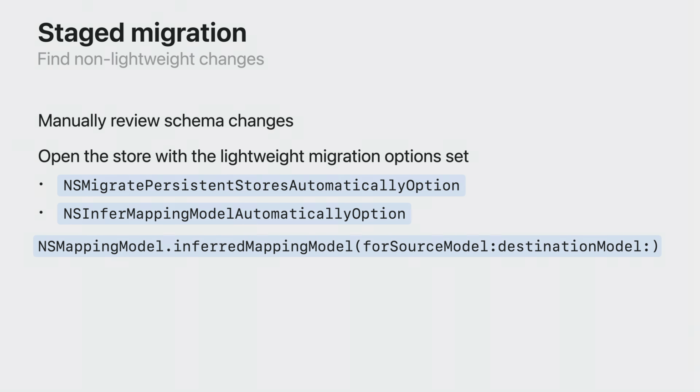The final option is to use NSMappingModel.inferredMappingModel(forSourceModel:destinationModel:). This method returns the inferred model if Core Data was able to create it, otherwise it returns nil.